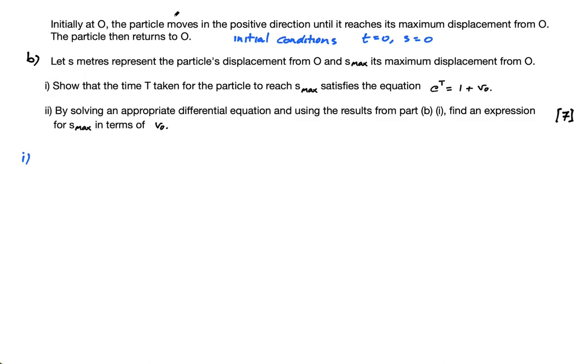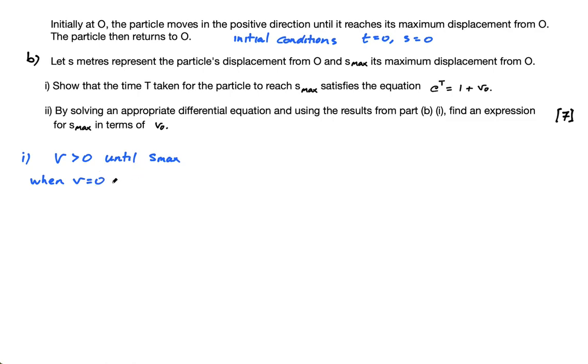It says the particle moves in a positive direction until it reaches its maximum displacement from O. So that's the key here, guys. It moves in a positive direction. In other words, V is positive until S max. Then V becomes negative. Or in other words, it reaches its S max when V equals 0.